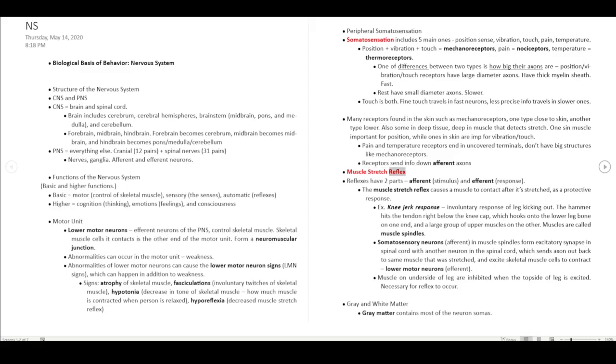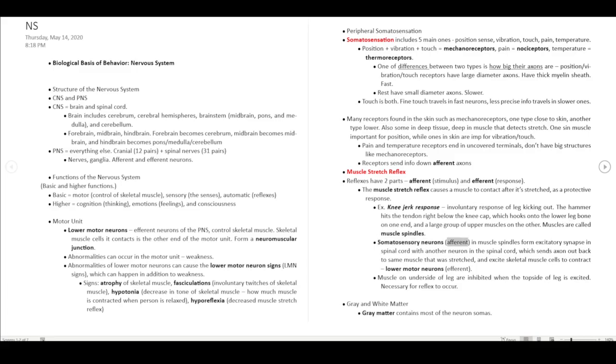Muscle stretch reflex. Reflexes have two parts: afferent, stimulus, and efferent, response. The muscle stretch reflex causes a muscle to contract after it's stretched, as a protective response. Knee-jerk response, involuntary response of leg kicking out. The hammer hits the tendon right below the kneecap, which hooks onto the lower leg bone on one end, and a large group of upper muscles on the other. Muscles are called muscle spindles.